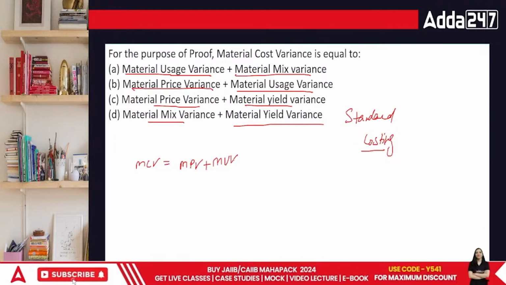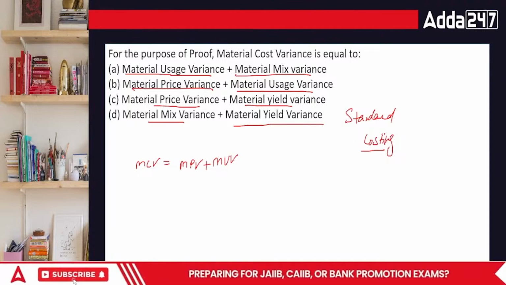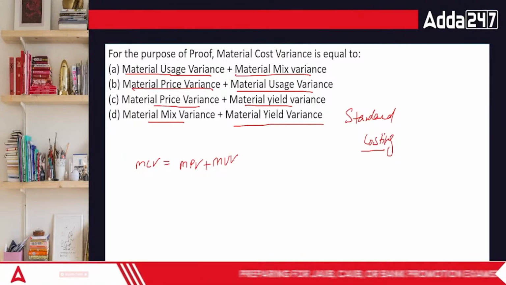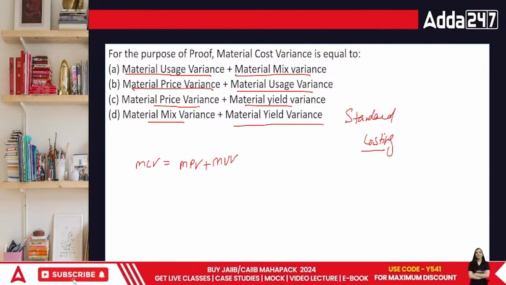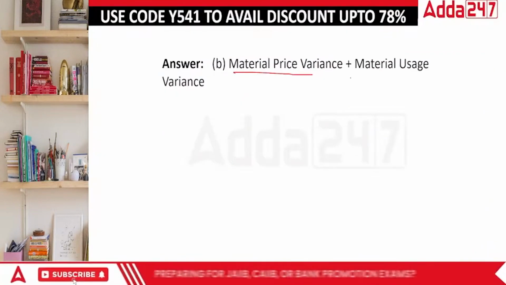So what's going to be right? The correct answer is MCV is equal to MPV, that is based upon price, and the one is based upon usage. Okay, what kind of material is used where exactly? So in this case, the correct answer is MPV plus MUV.